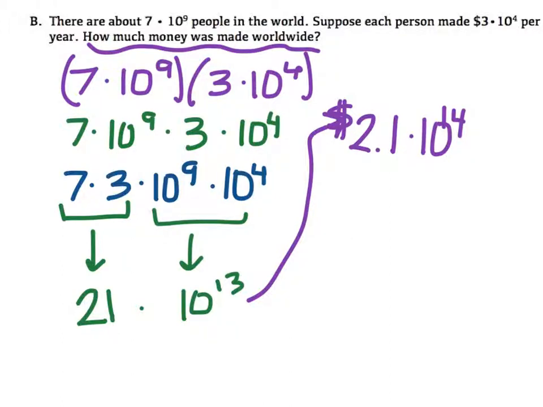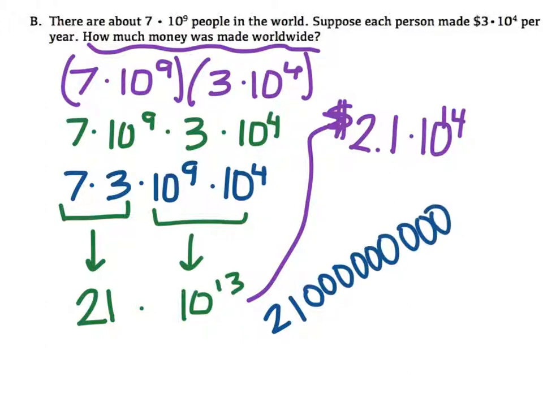If I change to standard form, I would have the 2 and the 1, and then I would need to move that decimal place between the 2 and the 1 14 times. So I'd have to add a lot of zeros here. Let's see, I can move the decimal place once, but then I would need 13 zeros. 1, 2, 3, 4, 5, 6, 7, 8, 9, 10, 11, 12, 13 zeros. Put my commas in place here.